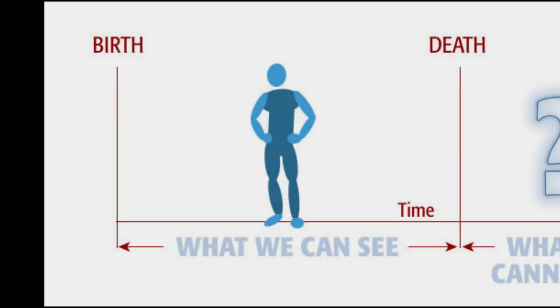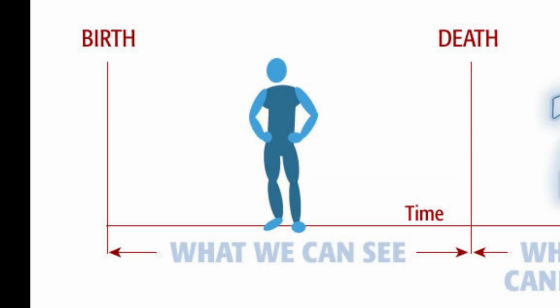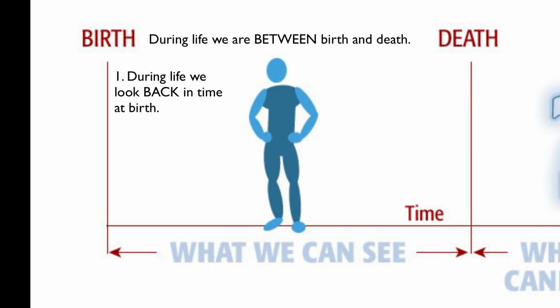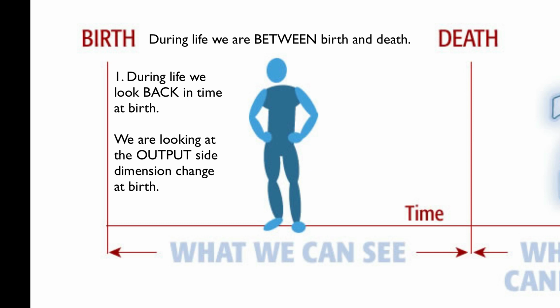Proof of afterlife is based on this assumption. Conception and death are the same dimensional change. Evidence makes it so. Our perspective is different with death than it is with birth. During life, we are between birth and death. What this means is, 1. During life, we look back in time at birth. From our perspective in life, we are looking at the output side of dimensional change at birth.